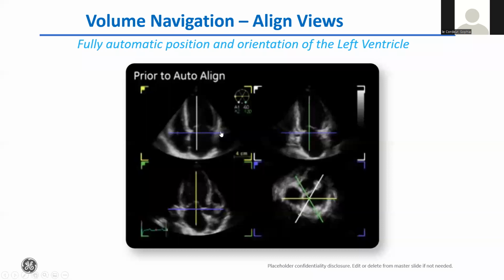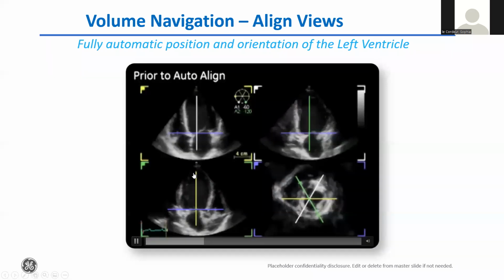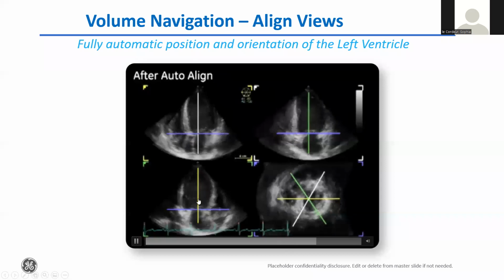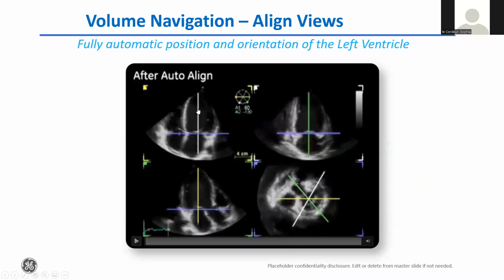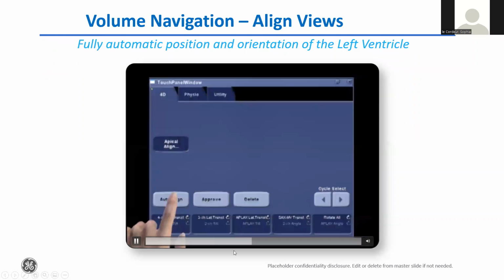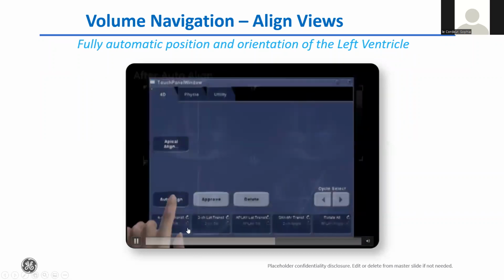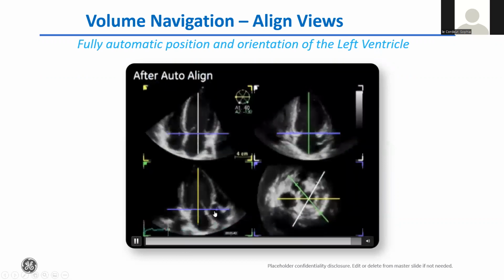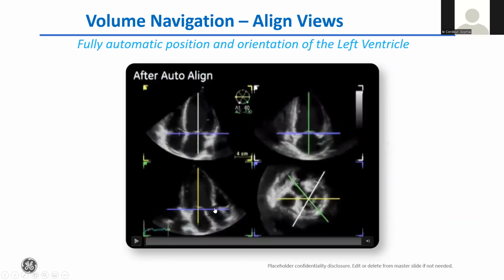You can see here the annulus will be adjusted along the purple line for all 3 apical views, and the white line will cross the middle of the LV in each of the views. Before the auto align, it was not in the middle of the LV from 4 chamber and 2 chamber as well as 3 chamber. Notice how the 3 chamber opens up, the aortic outflow, the LVOT, opens up very nicely once we do the auto align.